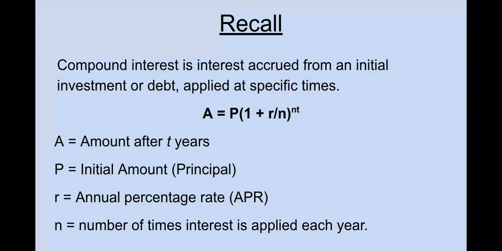A is the final amount, P is the initial amount, which they call the principal, and then we have R as the rate, which is an annual percentage rate, and N is the number of times you compound that particular rate per year. And that's our deal.